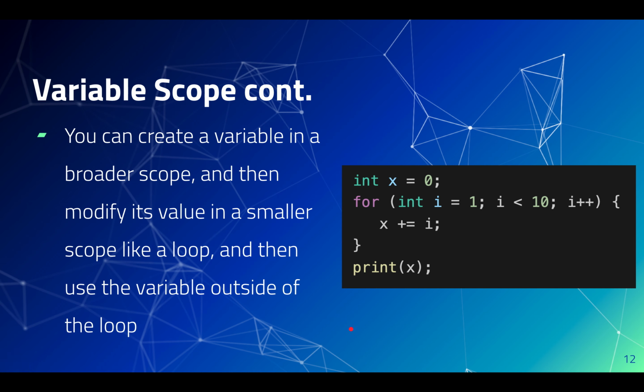And you can create a variable in a broader scope and then modify its value in a smaller scope, like in a loop, and then use the variable outside of the loop again. So if we create our variable x here and set it equal to 0, and then in our for loop we change the value of x, this will basically be adding 1, 2, 3, 4, all of that to x. Then when we print it here, whatever was modified, even though it was inside the for loop, it still changed this original variable.